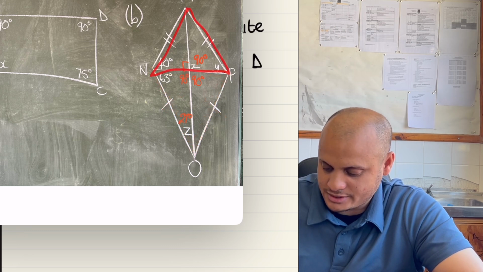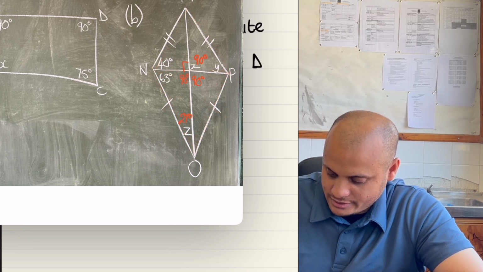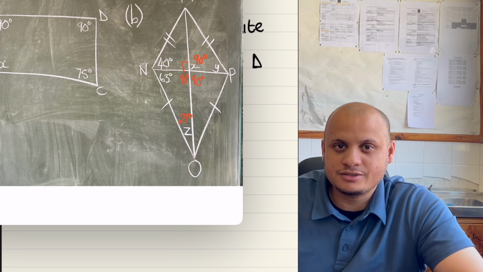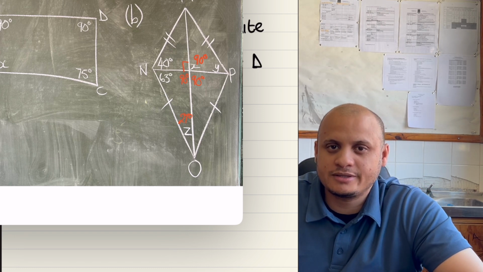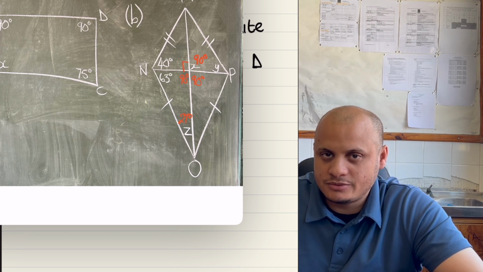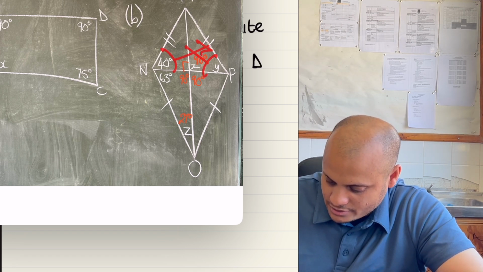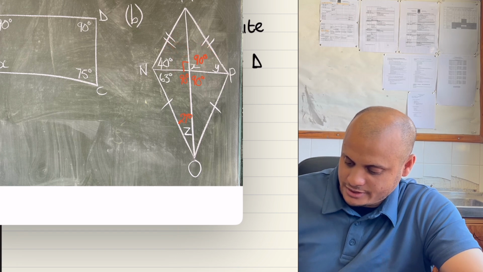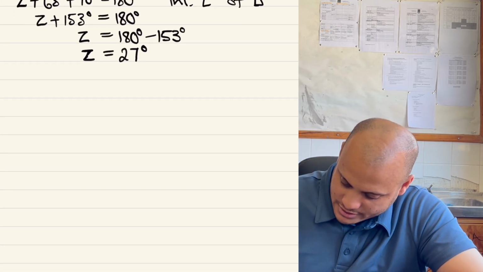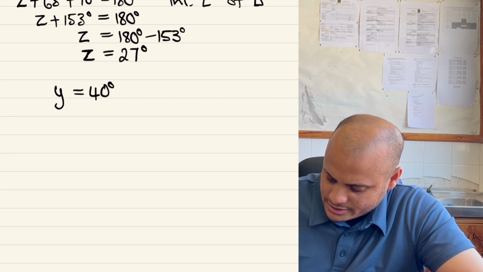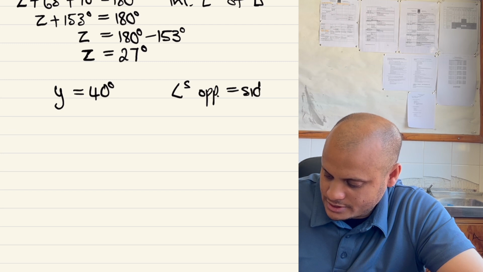This is an isosceles triangle, and that is why angle MNP and angle MPN are equal, because that reason, of course, as we know from isosceles triangle, is angles opposite equal sides. In other words, this angle opposite that equal side, and that one opposite that equal side. That's the reason. So you can go and make that statement. You can say that angle Y is equal to 40 degrees. The reason is angles opposite equal sides.